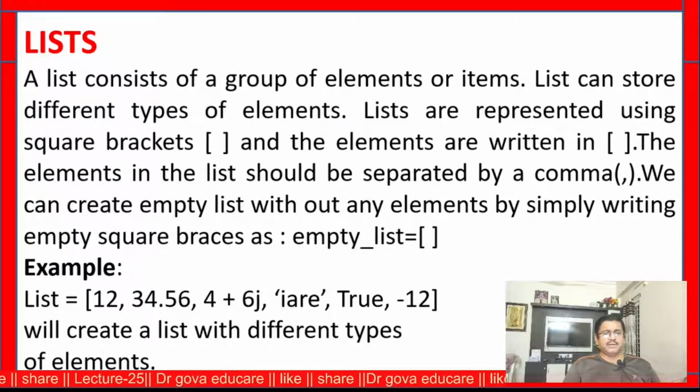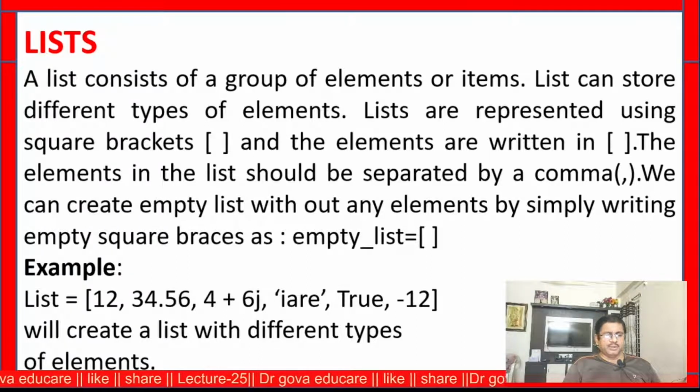A list consists of a group of elements or items. A list can store different types of elements, that is different data types, that is heterogeneous elements. Lists are represented using square brackets and the elements are written within the square brackets. The elements in the list should be separated by a comma. We can create an empty list without any elements by simply writing empty square brackets.